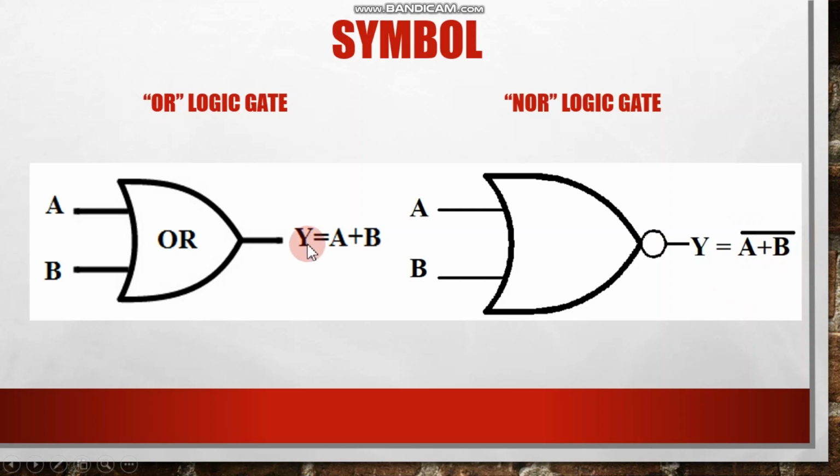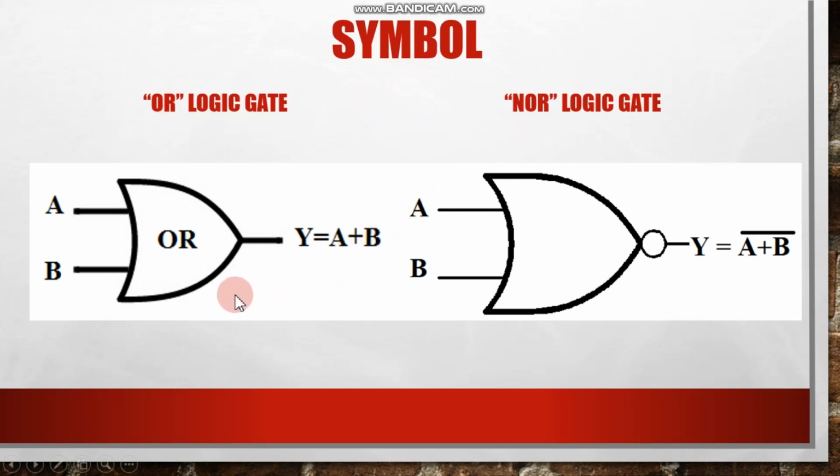Now I hope you have went through video part 5 and video part 6. Those videos explain the complete detail about NOR and OR logic gate. From where I am getting A plus B and A plus B bar, that is explained in video 5 and video 6. If you have not went through those videos, I will put the link of those two videos in the description box below. Now I hope you understood the symbolic representation of OR and NOR logic gate.